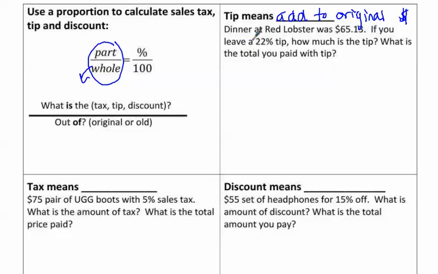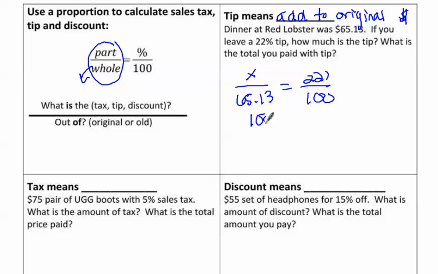For example, dinner at Red Lobster was $65.13. If you leave a 22% tip, how much is the tip and what's the total you paid? So I'm trying to find out what my tip is out of a total of $65.13 if I wanted to leave a 22% tip. Remember, the percent always goes over 100, and your tip is going to be over your total price.